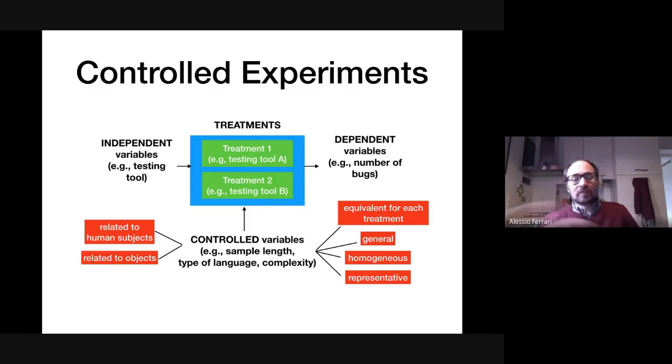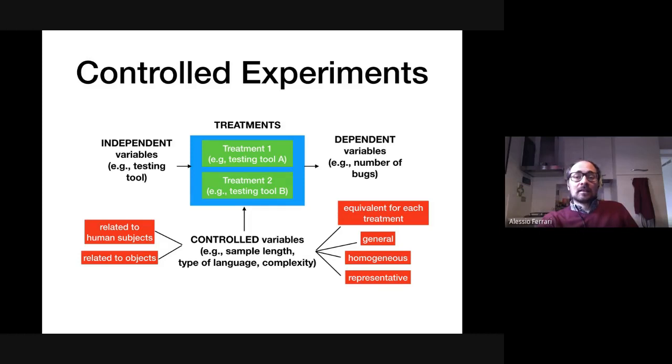If you are using, for example, a code sample, you cannot have all the C code of a certain length, and all the Java code shorter. Okay, you need to have some homogeneous representation of all the different factors in the sample that you consider. And representative. Okay, they need to represent some reality. They need to be representative of some population of code in this case. Okay, so it's very difficult to do this selection, and you need to justify your selection.